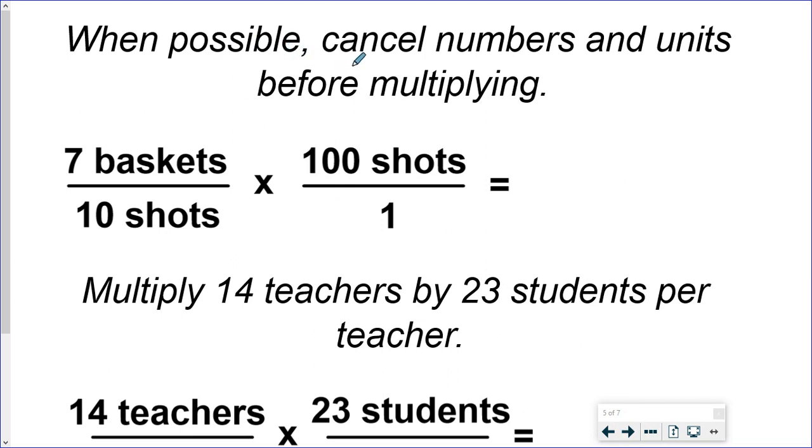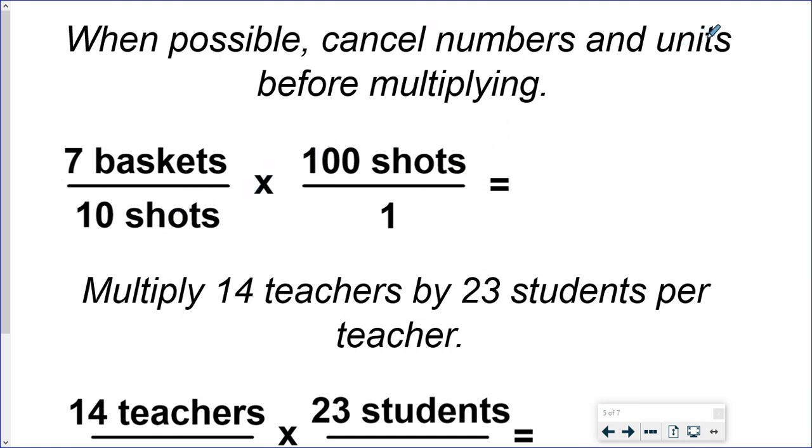Whenever possible, they say to cancel numbers and units before you multiply. So for this particular problem, not only are we going to try to cancel out units, but we are also going to try to cancel or at least reduce numbers before we multiply. Imagine the problem is you make 7 baskets in 10 shots, and then you take 100 shots. How many baskets did you make? So I have 7 baskets over 10 shots, and I'll multiply that by 100 shots.